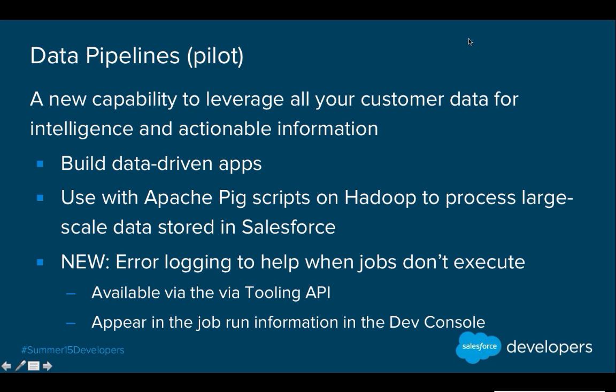And finally, around big data, we also have our big data pipeline. Think about this as the plumbing for all of the big data transactions. This is going to allow you to send big batches of data and help transport that data to your designated context store. For example, if you're using Hadoop with Apache Pig scripts to process that large-scale data that's stored in Salesforce. And this release, we've added more error logging capabilities to help you understand why your jobs might not be executing.